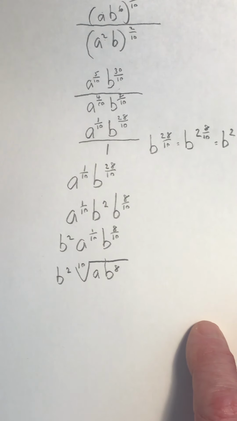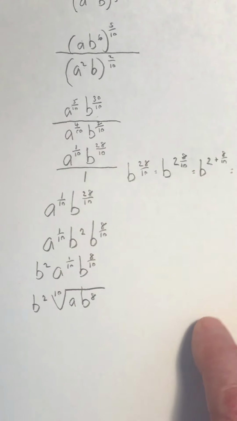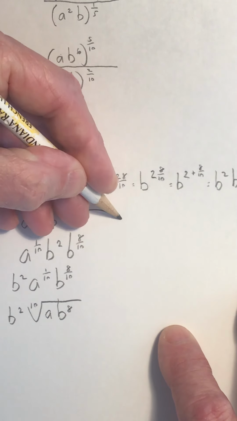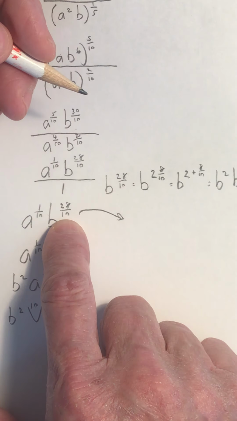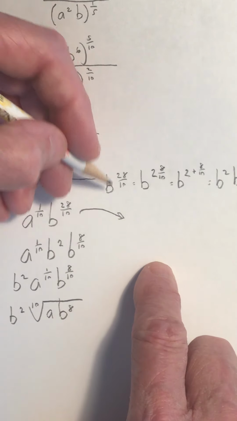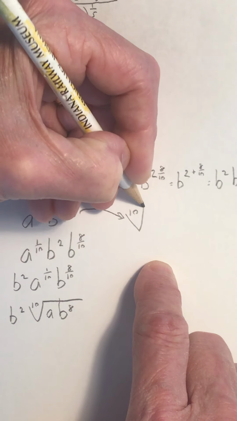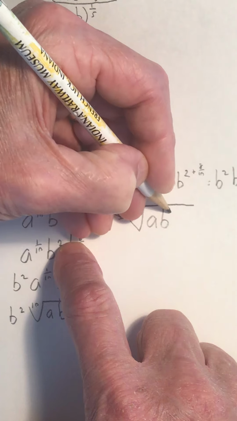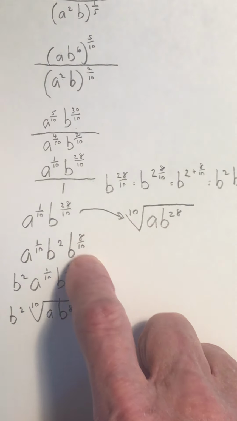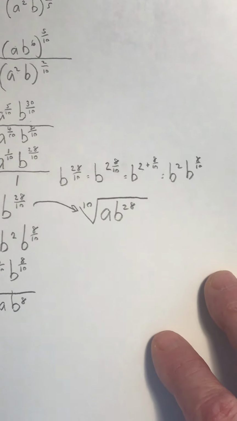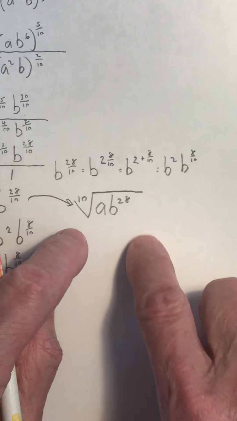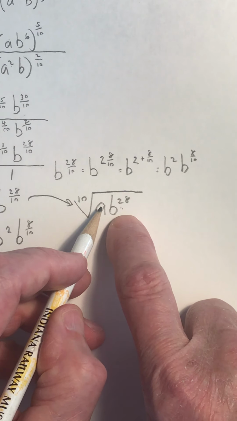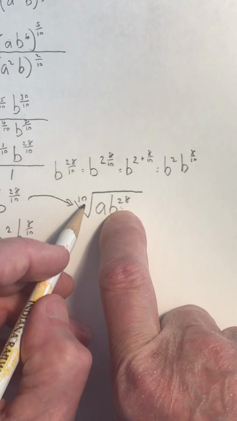Okay. Now, if you didn't follow this whole argument over here, or you just plain don't like it, I understand. What if we just switch back to radical format right here? I would write 10th root of a to the 1, or just a, b to the 28. This would get you partial credit. You did most of the hard work, but remember that simplified radical, the exponent has to be less than the index.